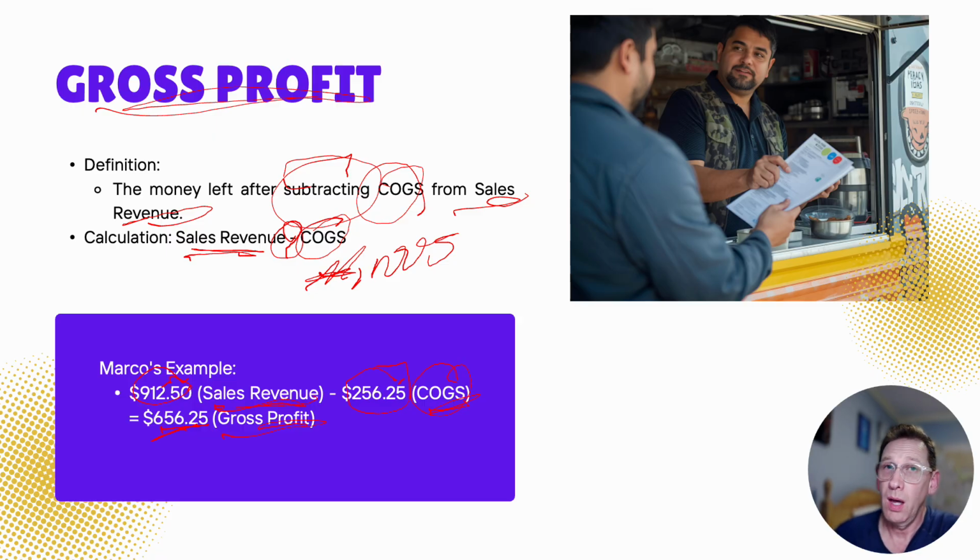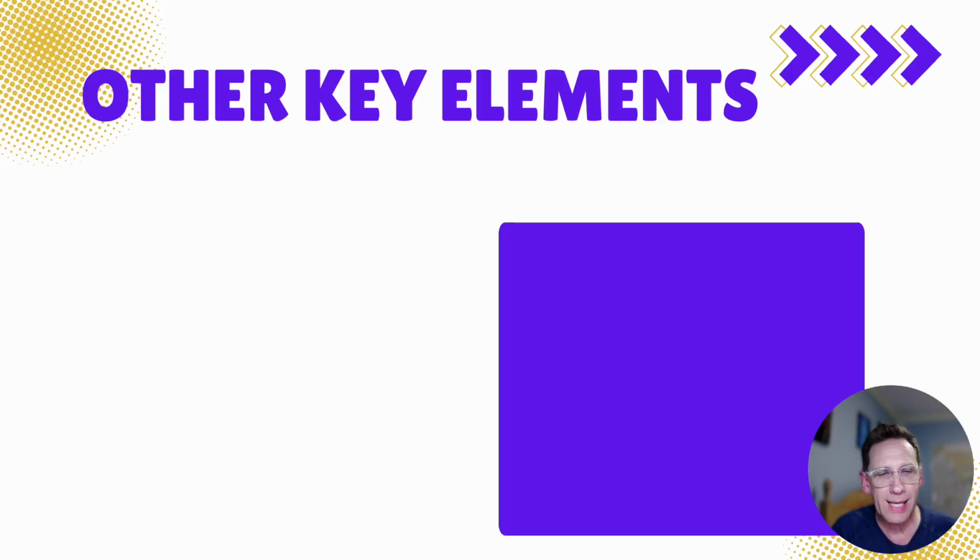Now, I've never run a food truck, I don't know, but to have a gross profit of $656.25 in one day seems pretty good. But that's not the only thing that you can look at when it comes to your sales reports. So here are some other key elements.